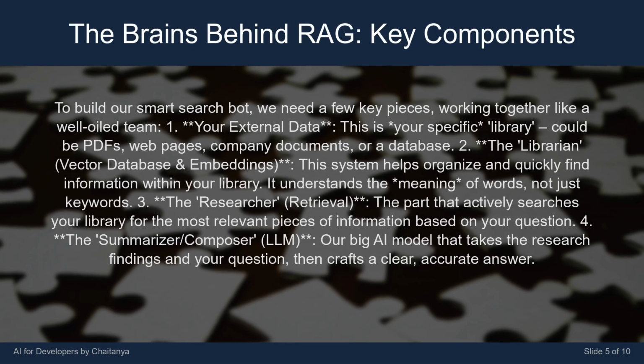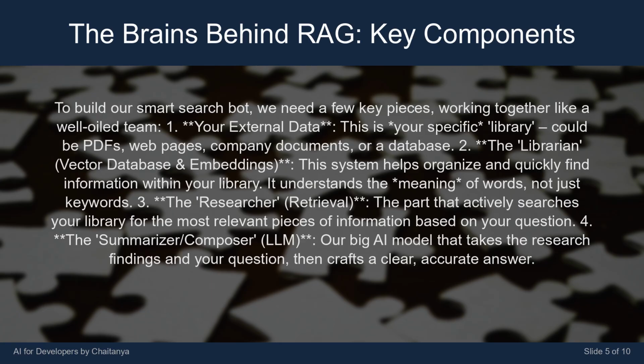To build our smart search bot, we need a few key pieces, working together like a well-oiled team. 1. Your external data. This is your specific library, could be PDFs, web pages, company documents, or a database. 2. The librarian. Vector database and embeddings. This system helps organize and quickly find information within your library.